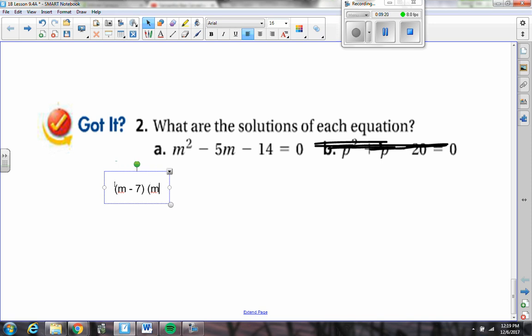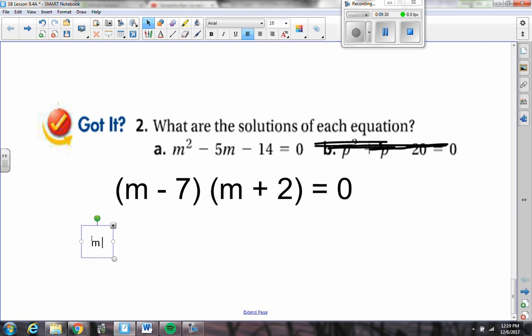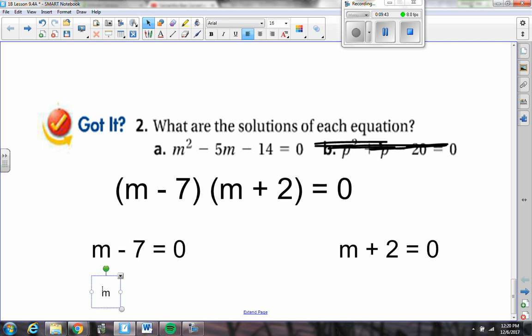When we factor this equation, we should end up with m minus 7 and m plus 2 equal to 0. And then my zero product property would say m minus 7 equals 0, or m plus 2 equals 0. And from those, I get my two answers, m equals positive 7, and m equals negative 2.